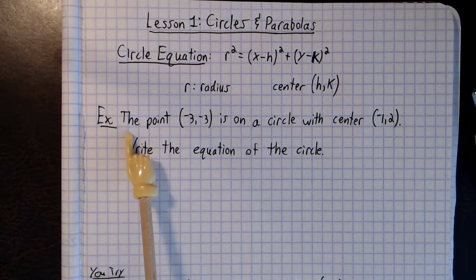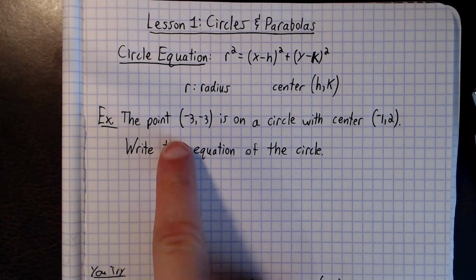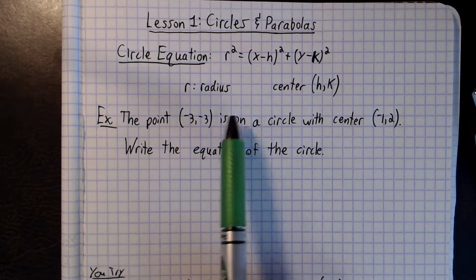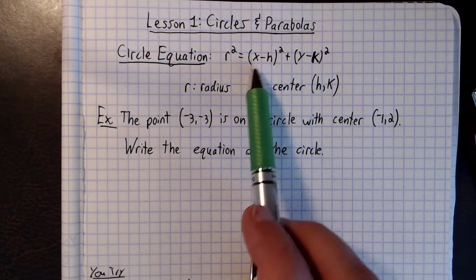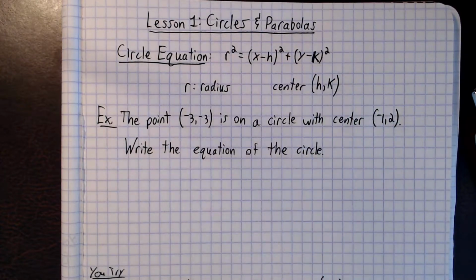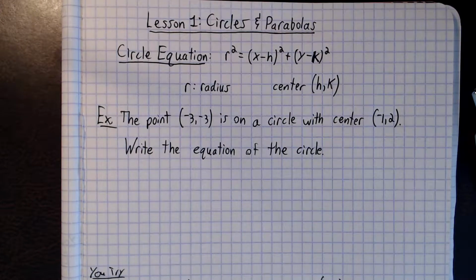Okay, so first we have a problem that asks us to write the equation of a circle. We have the point (-3, -3) is on the circle with center (-1, 2). Now what's kind of cool is that they give us a point which would match up with x and y, and then they give us the center, which would match up with h and k. So really, we're plugging in and solving for r. That'll give us the radius, and then we can start filling in the center that we know.